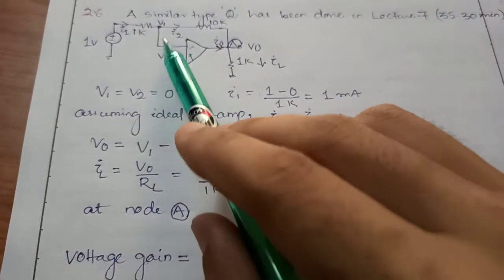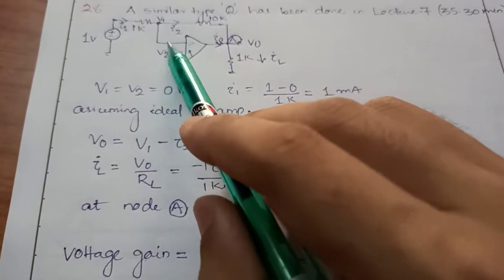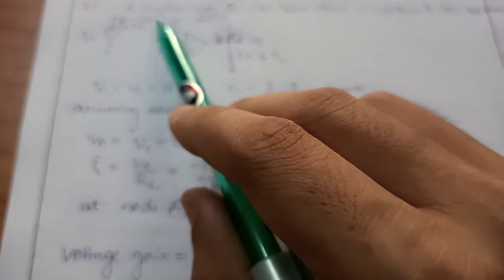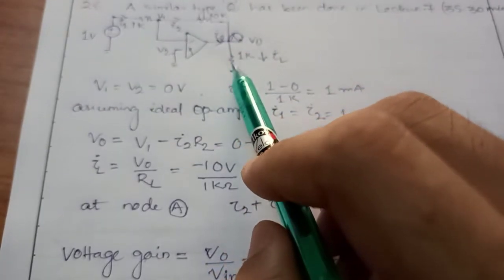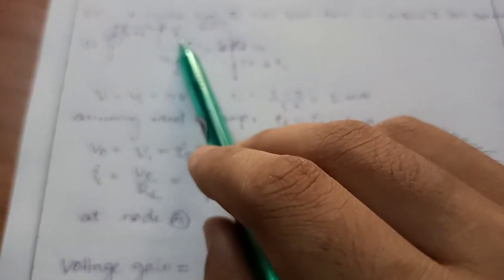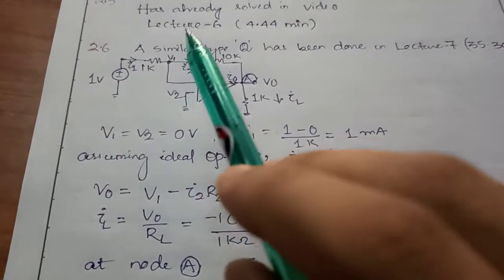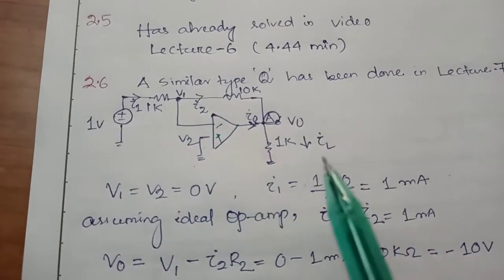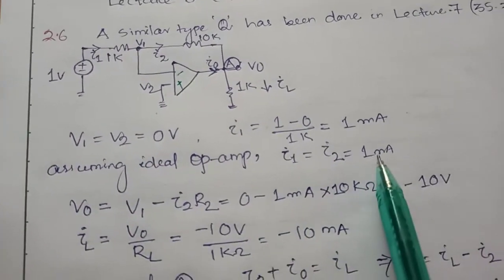As this is an ideal op-amp, it will not draw any current. So all the current that is coming from here will flow through this and come to the output, to the load. So our I1 is nothing but I2. Our I1 and I2 both are equal, that is 1 milliampere.